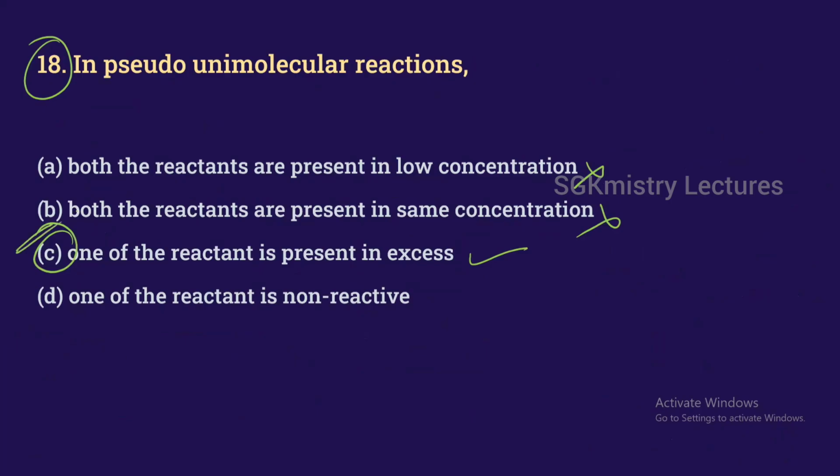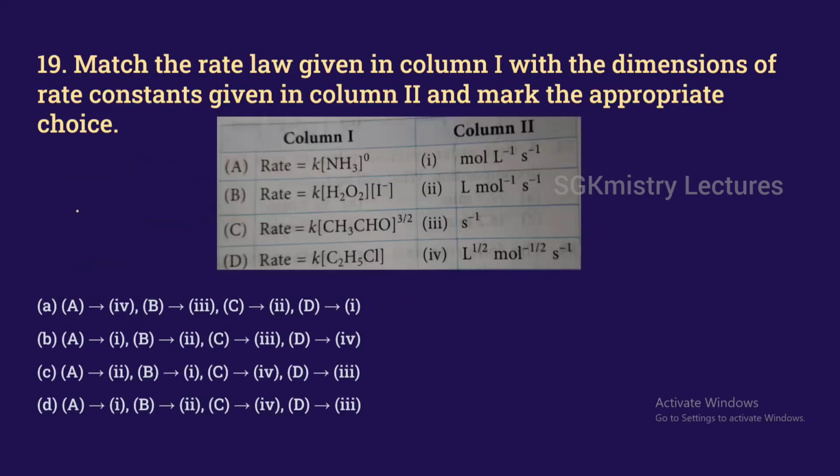So very simple examples are the inversion of cane sugar, okay, as well as the acid catalyzed hydrolysis of ethyl acetate. So in both the cases, water is taken in large excess. So the reaction rate is independent of the change in concentration of water, because overall there is not much change since it has been taken in excess. So that's why it is called a pseudo-unimolecular reaction.